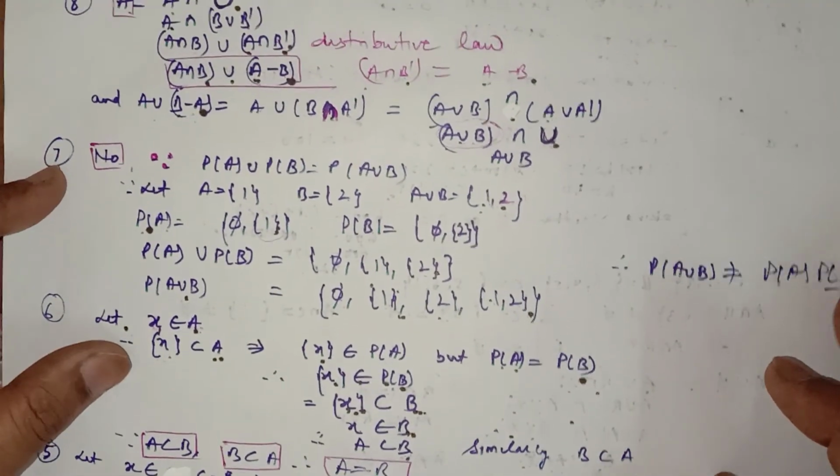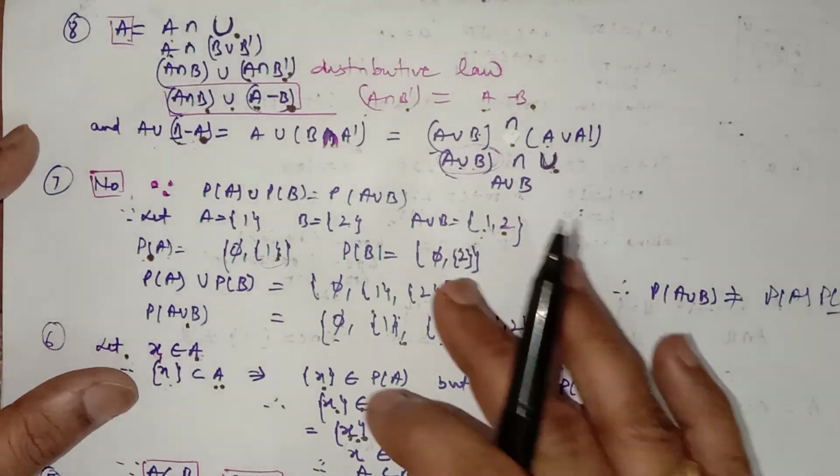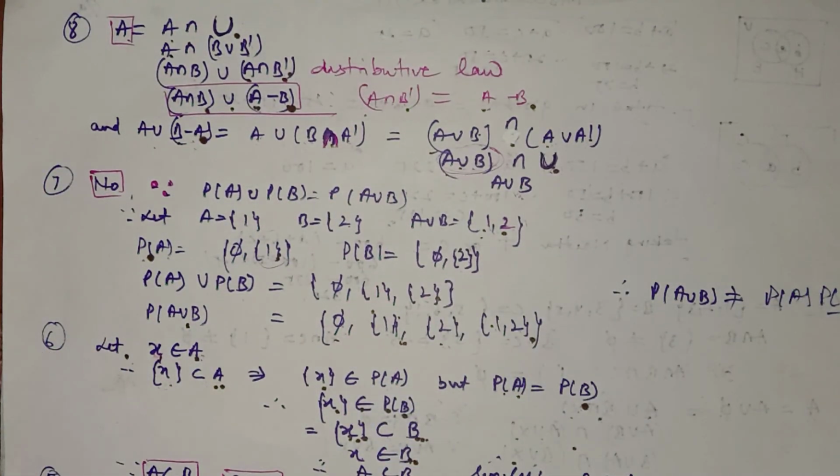So this is the completion of your chapter Sets. Be very careful with this theoretical part in the miscellaneous exercise, and the word problems based on the Venn diagram are important. Okay, thank you.